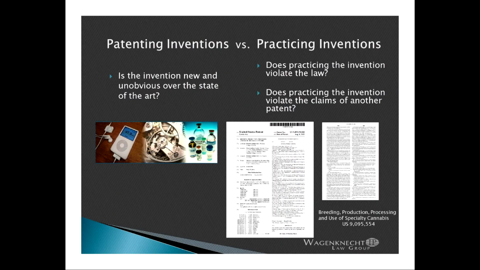So I'm going to switch to the next one. Yeah, so there are different reasons. Like I said, the Patent Office is going to look at whether the invention is new and non-obvious over the state of the art. So they're going to assess the state of the art, look at the claims you're presenting, and determine whether those meet the burden or not.